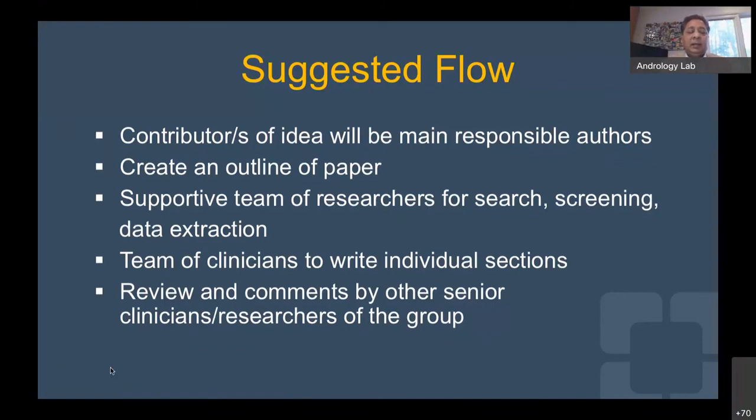And then it will be written by senior researchers and clinicians together. So each group can write multiple articles, and we believe that by having six teams, we can increase the number of research and publications in the coming days to the maximum that has never been done in any part of the world. So this is my vision. Let's see the next slide, please.